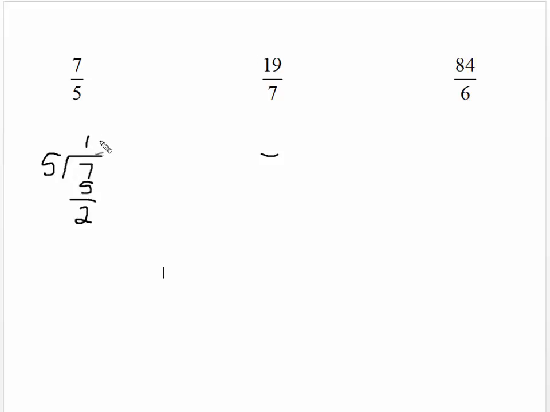So this number right here becomes my whole number. I have one whole, and this remainder becomes the top part of the fraction. The denominator is always the same as what I started with. So if it's 5 here, it's going to be 5 there. I can already look ahead and know that this one is going to have a denominator of 7, and this one is going to have a denominator of 6. So let's do these problems.